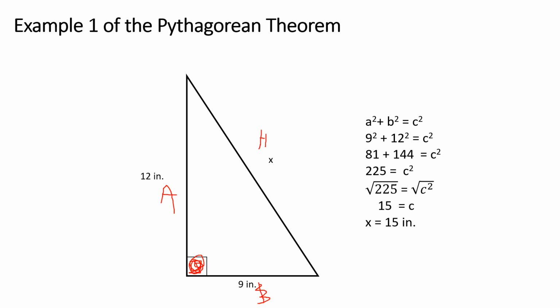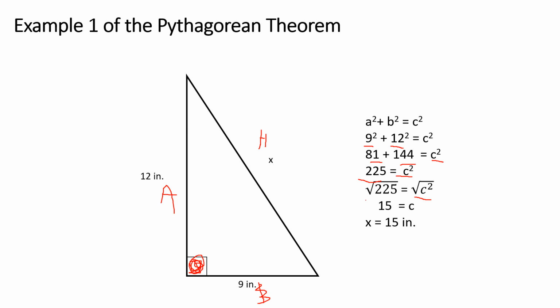Let's just look at this. We've got legs here, 12 inches and 9 inches. A squared plus B squared is C squared. So I'm going to put 9 squared plus 12 squared. Each one of them is 81 plus 144, which will equal C squared. 81 plus 144 is 225, which is C squared. The square root of 225 equals the square root of C squared.